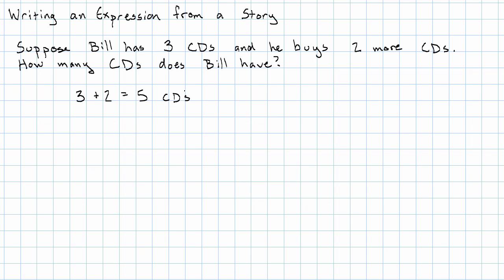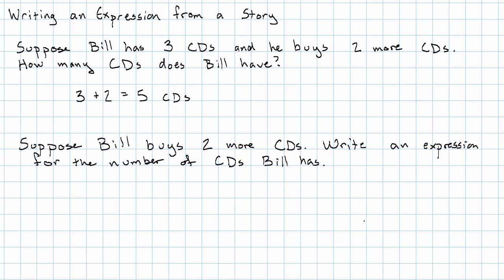Our process is going to be very similar when we're writing down an algebraic expression, except that we don't know one of the numbers. So a story that calls for an algebraic expression might look something like this. Suppose Bill buys 2 more CDs. Write an expression for the number of CDs that Bill has. Now, that might be ambiguous because it might make sense to just let the number of CDs that Bill has be our variable.